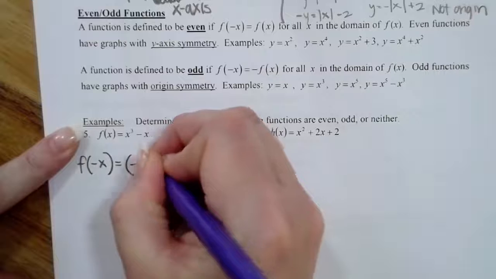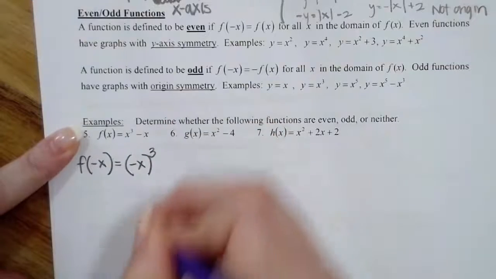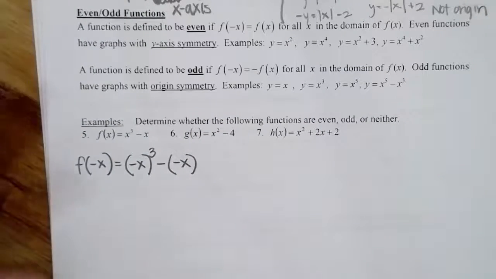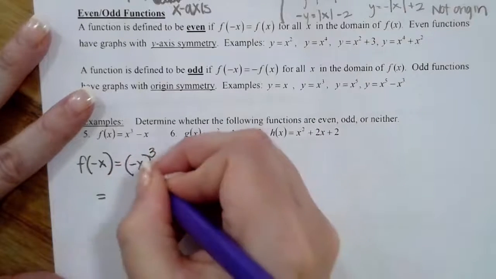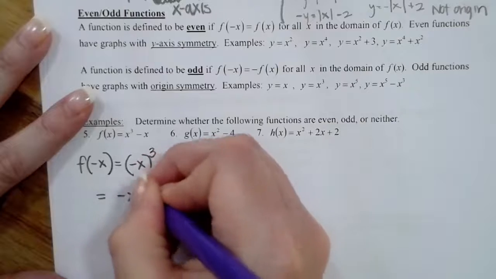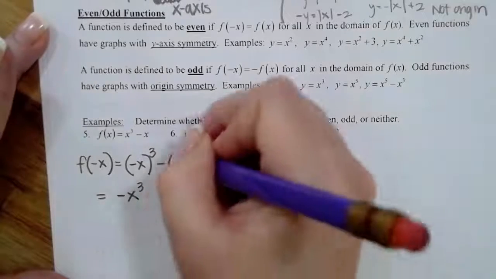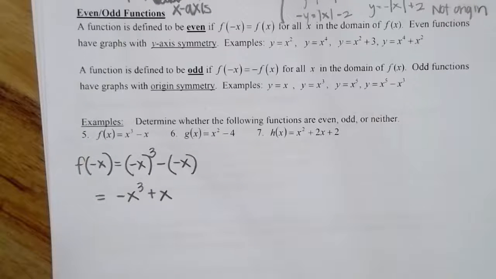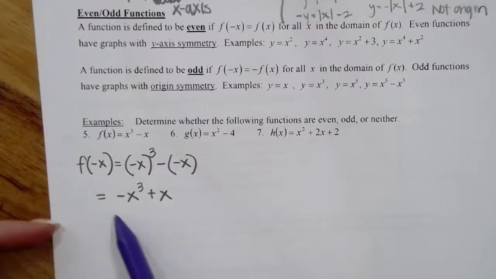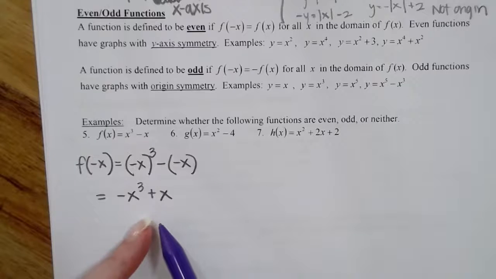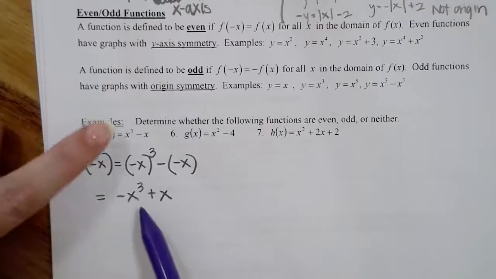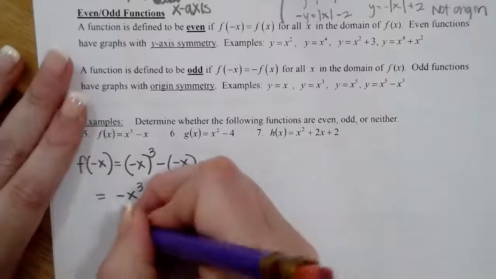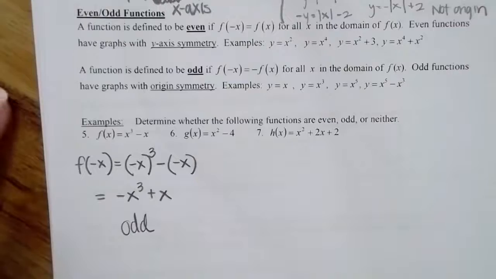Negative x to the power of 3 minus negative x. So we talked about third power makes negative x to the power of 3. Negative negative is positive, so plus x. When I look at number 5, everything is opposite of what it used to be. Positive turns negative, negative turns positive. If everything is opposite, that is an odd function.